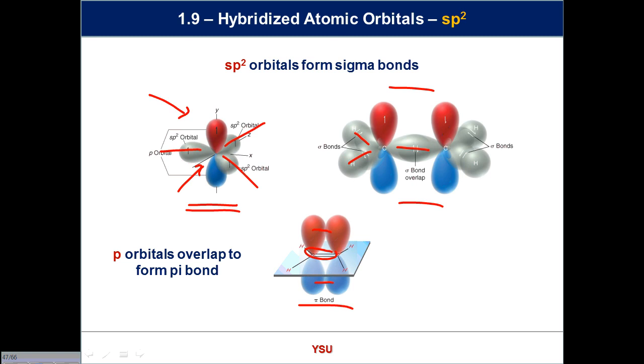Hello. Question over here. It's overlapping, yeah, and you can overlap in the middle like this, and then you overlap at the top like that, okay? And you get a pi bond.